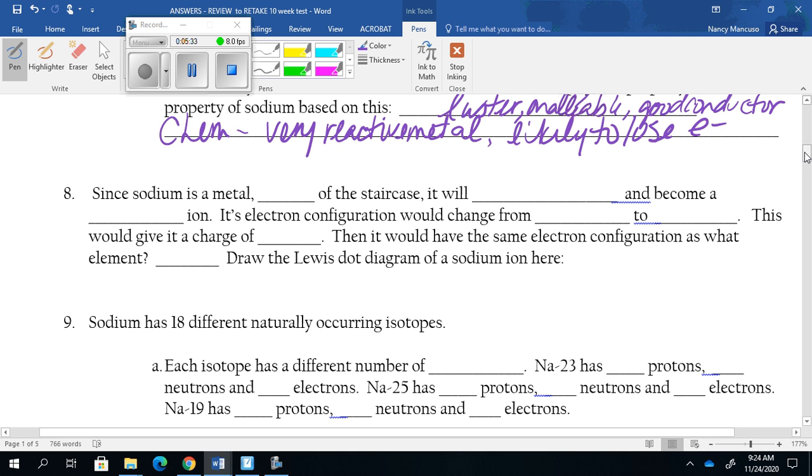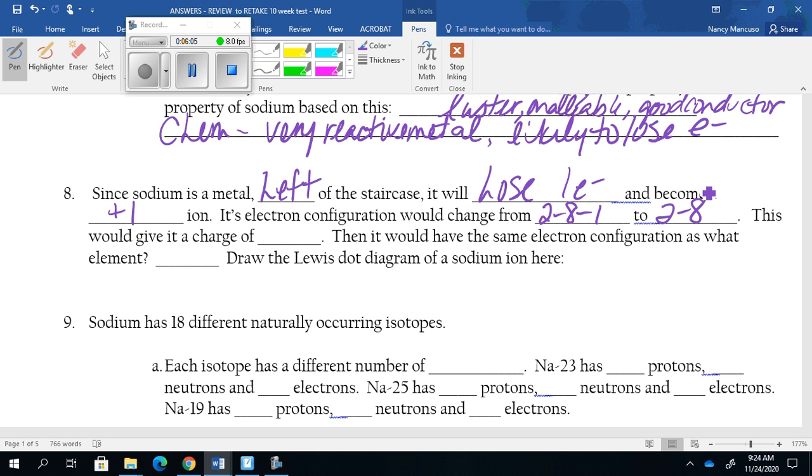All right, since sodium is a metal, left of the staircase, so left side losers, it is going to lose one electron and become a +1 ion. Its electron configuration would change from 2-8-1 to 2-8. When it loses, it actually loses an entire energy level. And so now its configuration is just 2-8, which means it has that full octet and it's very stable. This would give it a charge of +1.